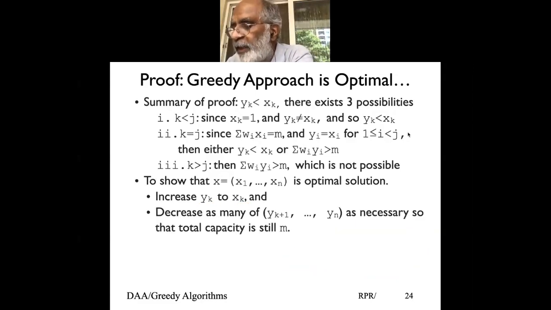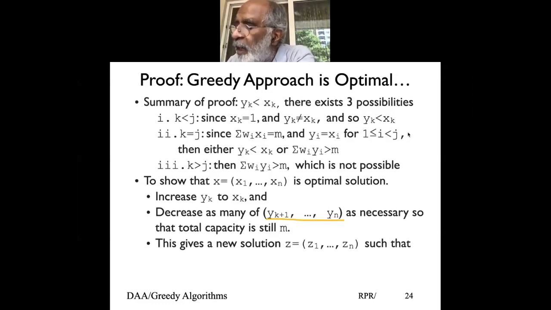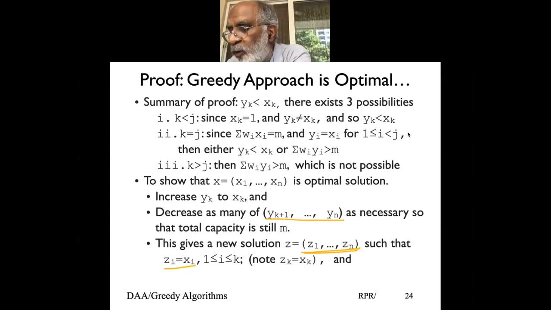Increase yk to xk and decrease that many such that, and that gives me a new solution, in such a way that x1 is equal to y1, x2 is equal to y2, xk is equal to yk, but other things differ. So my zi is equal to xi till i is equal to k, and zk is equal to xk, and then my yk plus 1, which has decreased, so my zk plus 1 is less than yk plus 1, zk plus 2 could be less than or equal to yk plus 2, and so on and so forth.